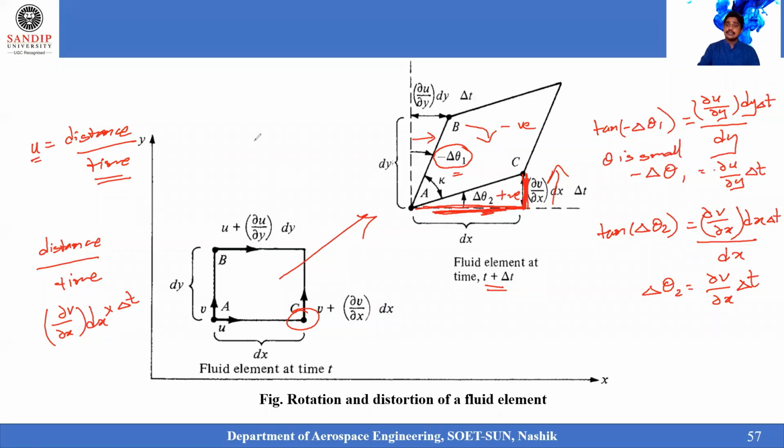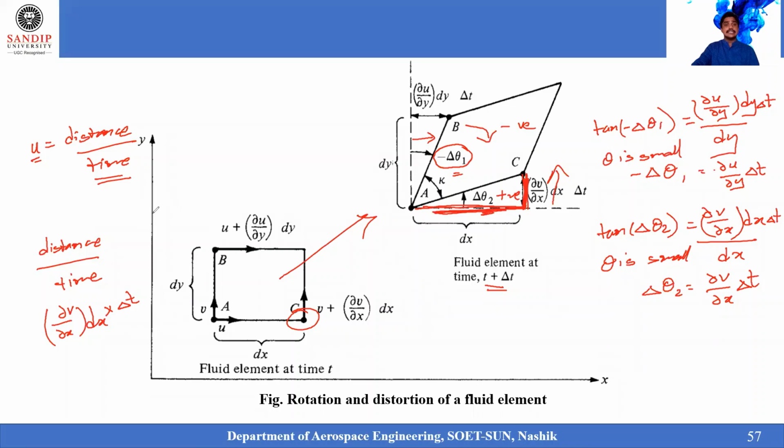Why have we not considered it as tan of delta theta? As the theta is very small, that means the angular rotation made by the fluid element is very small, so tan of theta 1 can be approximated directly as theta 1. Because we have taken only a small elemental change, it has been approximated as equivalent to theta.